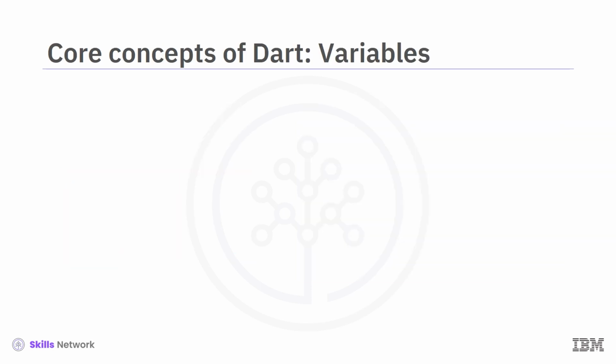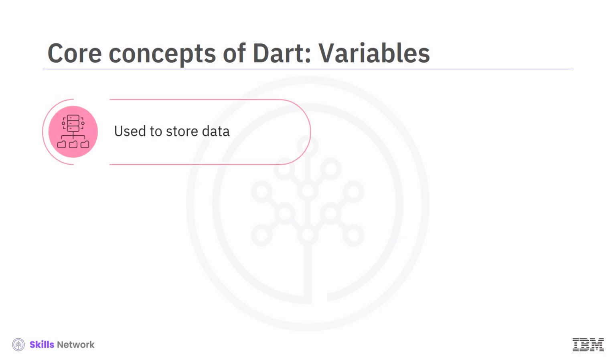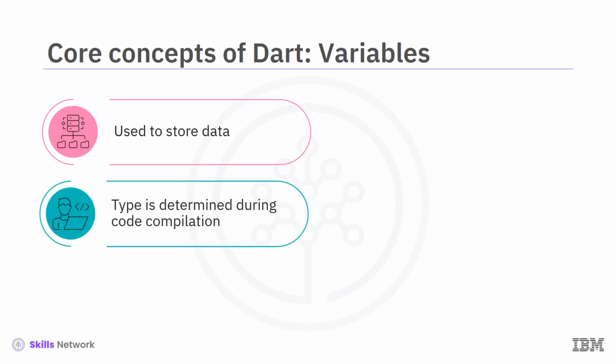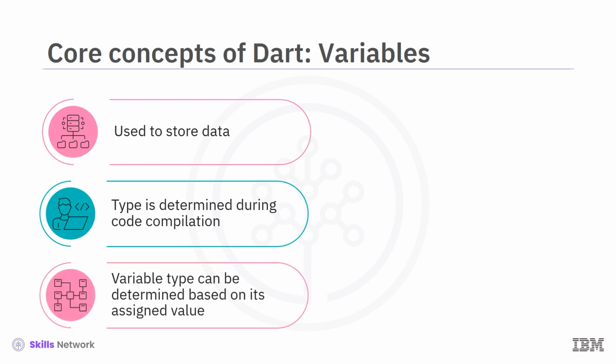Next, let's learn about the concept of variables in Dart. Variables in Dart are used to store data. Dart is a statically typed language, so the type of variable is determined usually during code compilation. However, Dart can also guess the variable type based on the value you assign to the variable. You will understand this concept more in detail in future videos. Understanding how variables work in Dart is crucial for managing data in your applications.